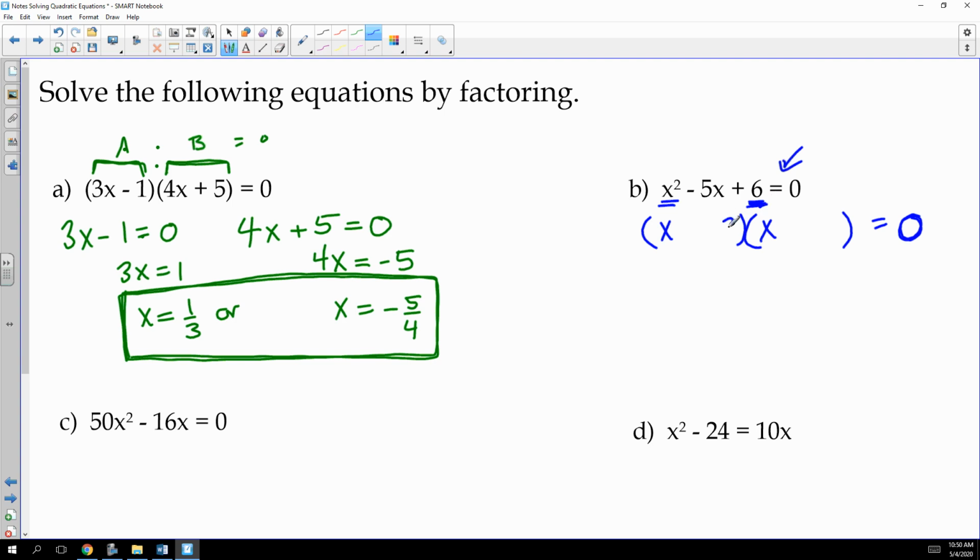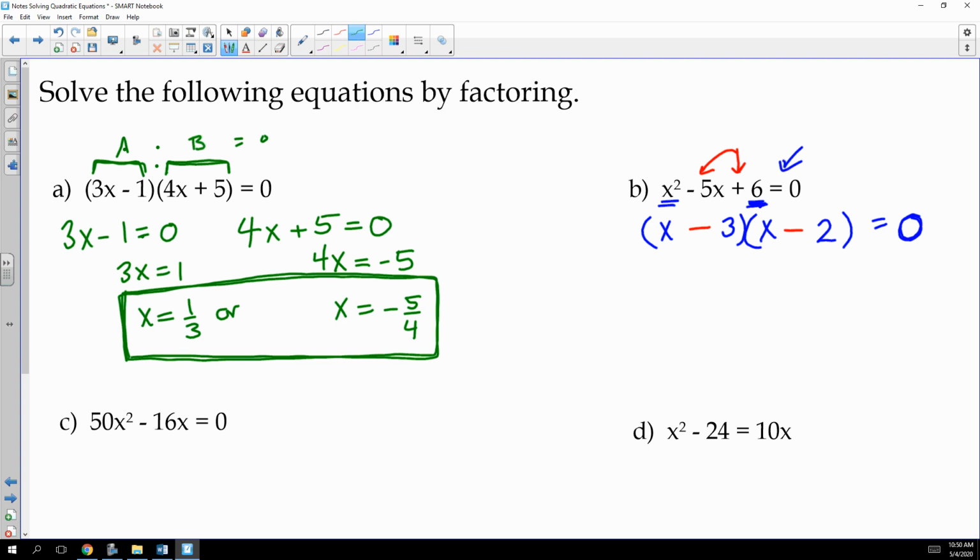But we can use 3 and 2. And then I usually wait to do the signs last. Some of you do the signs first. Notice that when you're trying to consider the signs, you look at the sign of the last term. And if that's positive, then you look at the sign of the middle, and that tells you that each of those signs in parentheses should be a negative sign. So we've got x minus 3 times x minus 2.